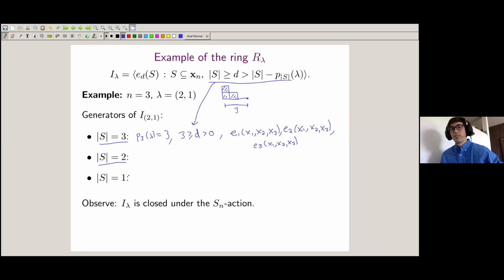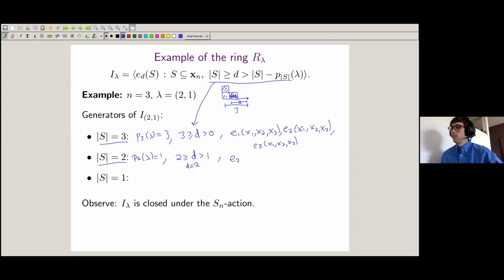When the size of the subset is 2, then we're just looking at these 2 columns. There's only 1 box. So P2 is 1. So our inequality here is 2 is greater than or equal to D, which is greater than 1. So D has to be 2 in this case.